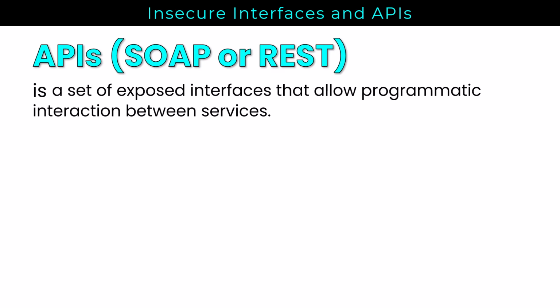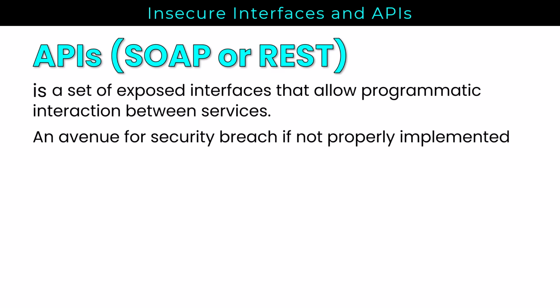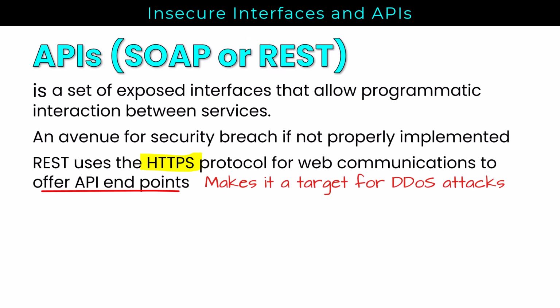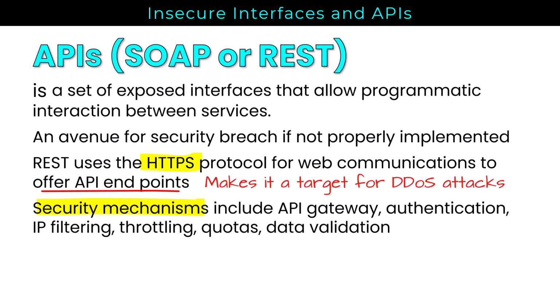We have common threats to our APIs, our web services like SOAP or RESTful services. These are exposed interfaces that allow programmatic interactions between services. And they're definitely an avenue for security breach if they're not implemented properly and secured. So REST uses the HTTPS protocol for web communications to offer API endpoints. REST is the standard you're going to see most commonly today. But that API endpoint in HTTPS makes it a target for distributed denial of service attacks.